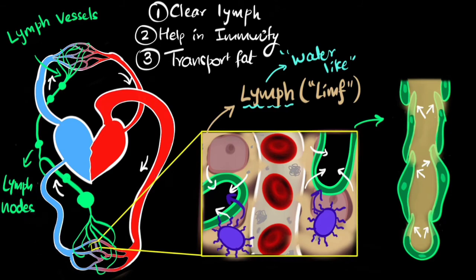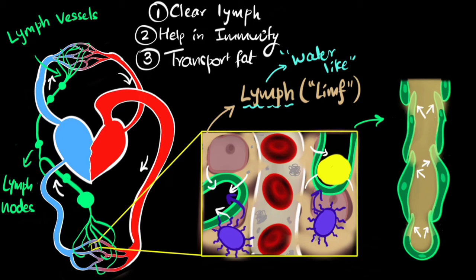But the digested fats which come out of your intestine are just too big to enter into these capillaries. So they can't directly enter the bloodstream. So they are picked up by the lymph vessels or the lymph capillaries. Then they go through the lymphatic system and then they reach the bloodstream. And so that's how the fat enters your bloodstream, through the lymphatic system.